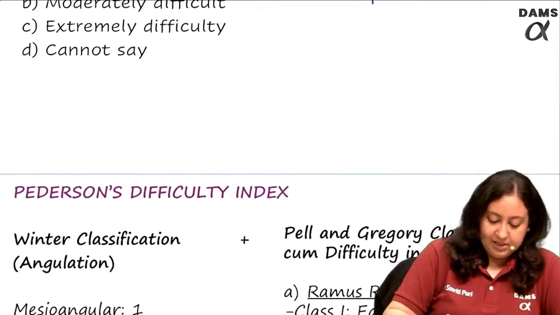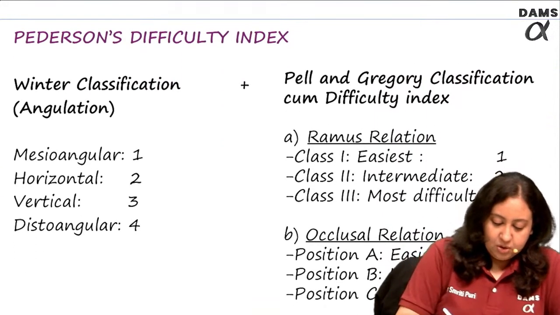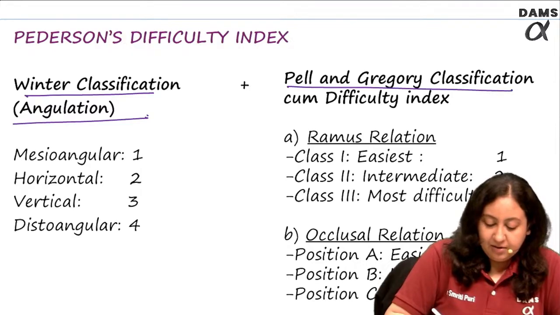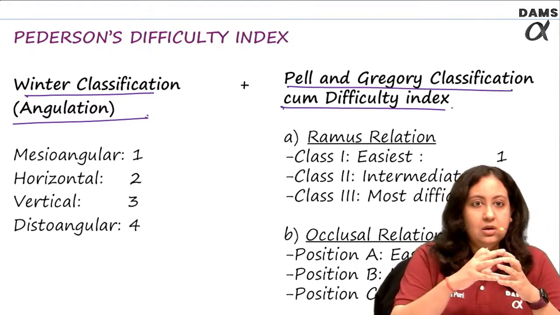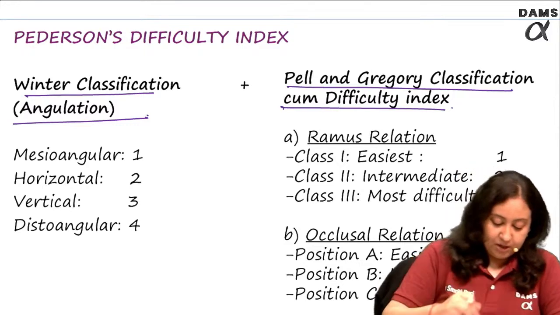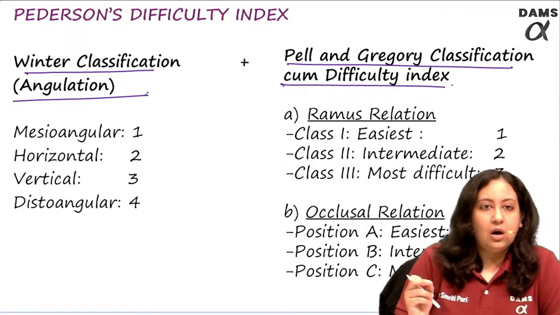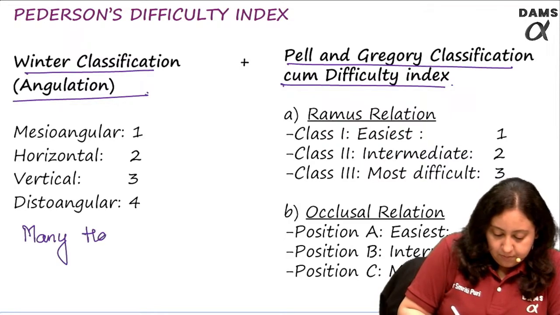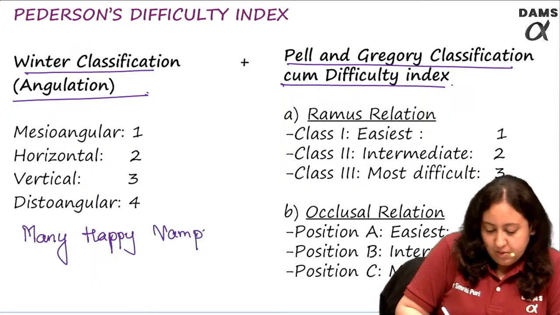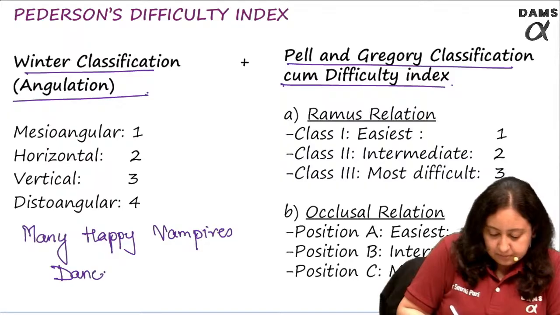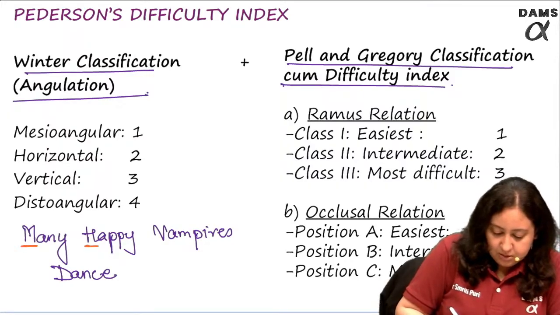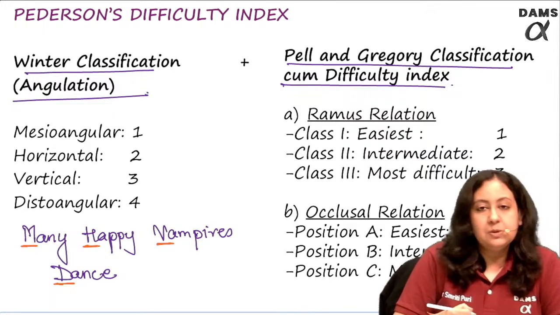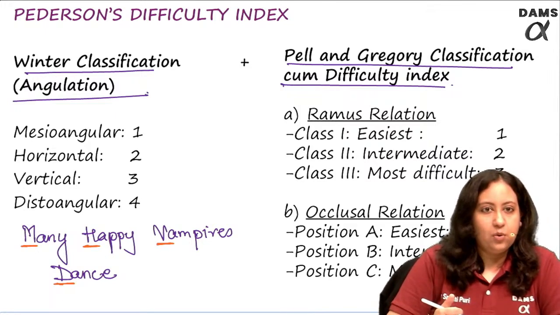Now let's see our Pedersen's difficulty index. The first one, as I told you, is your Winters classification or angulation, and the Pell and Gregory classification cum difficulty index. They are combined together. For the Winters classification, we have mesoangular, horizontal, vertical and distoangular. Now I'll give you an easy tip to remember this sequence. Please remember, many happy vampires dance. So mesoangular, horizontal, vertical and distoangular. In this particular order they are scored as 1, 2, 3 and 4.